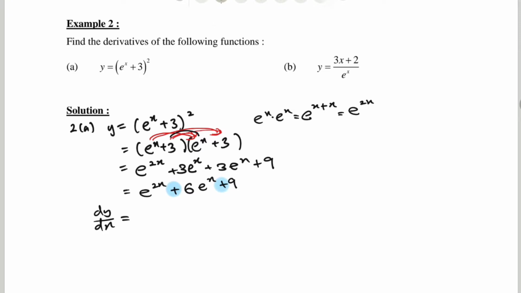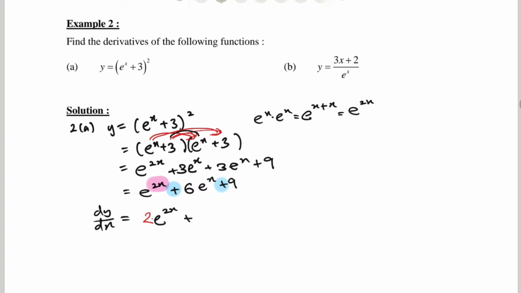What do I mean by one by one? It means that we just have to apply the sum rule. Differentiate e to the power of 2x means that we have to copy the exponential and then differentiate the power. 2x, when you differentiate you get 2, and just write it in front.